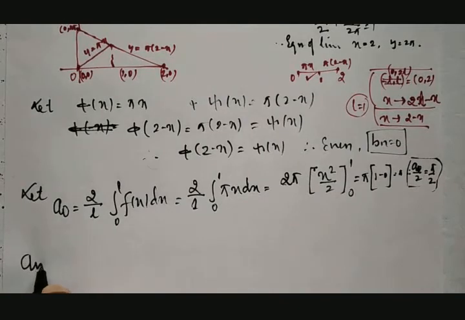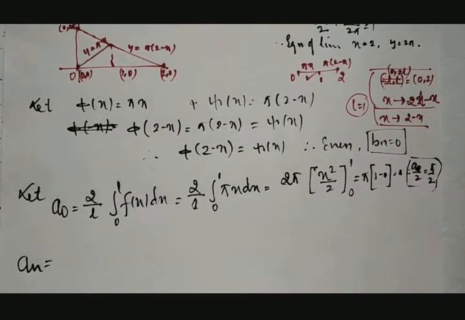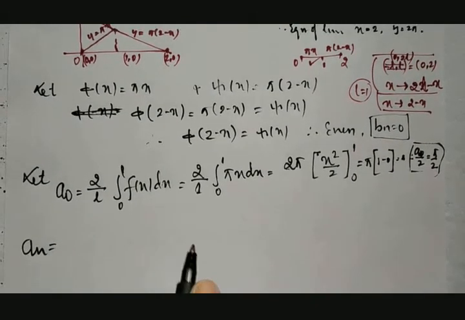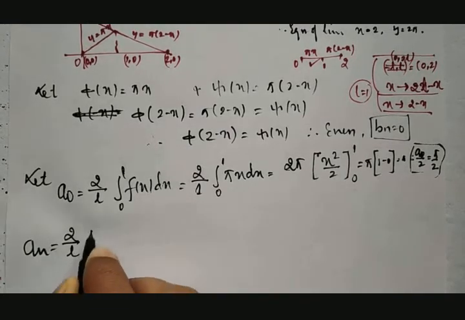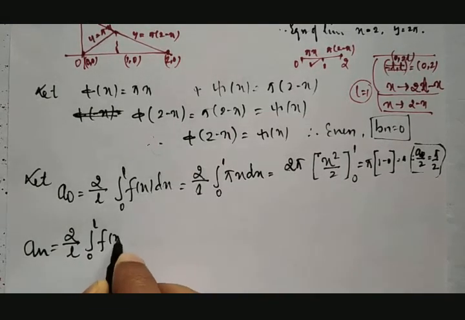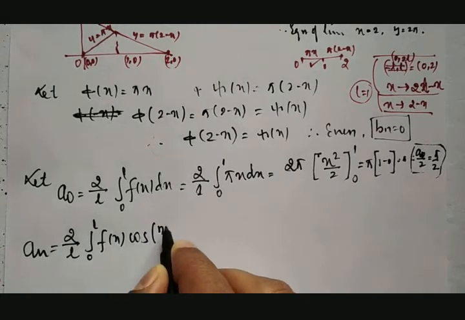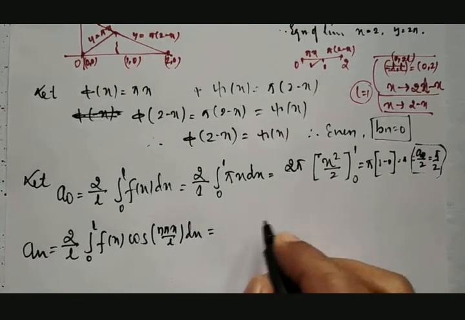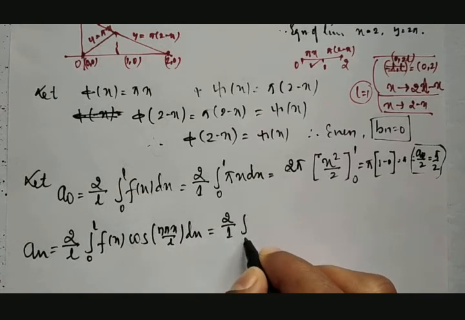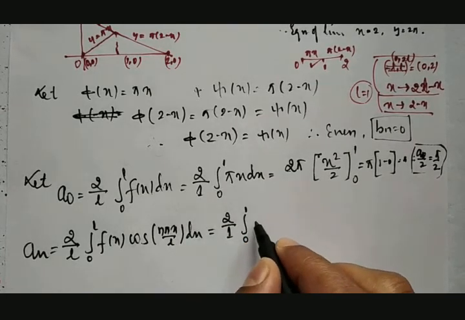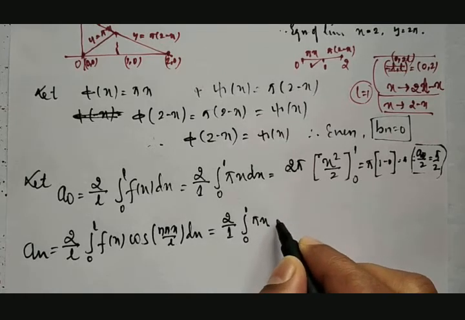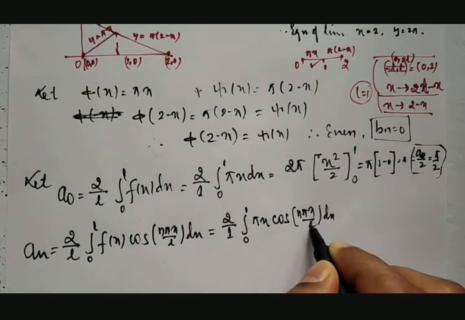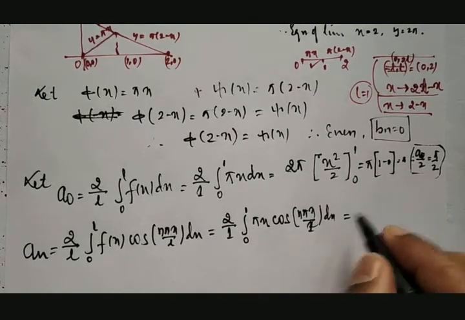Therefore, next, an. What is an? An will be 2 divided by L integration between 0 to L f of x into cos n pi x by L with respect to x. Therefore, 2 divided by L is 2 divided by 1. Integration between 0 to L, that L is 1. Then f of x is pi x into cos of n pi x by L with respect to x, where L means 1. So this is equal to, pi is taken out.